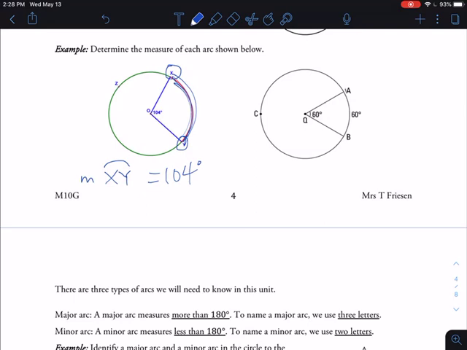Again, we're going to take the part of the arc that connects the two arms of the angle, and we are going to use those two letters to make our statement. So the measure, M, of the arc that connects AB is equal to 60 degrees.